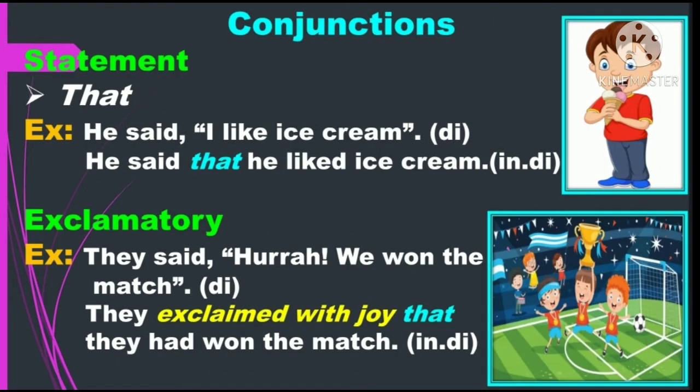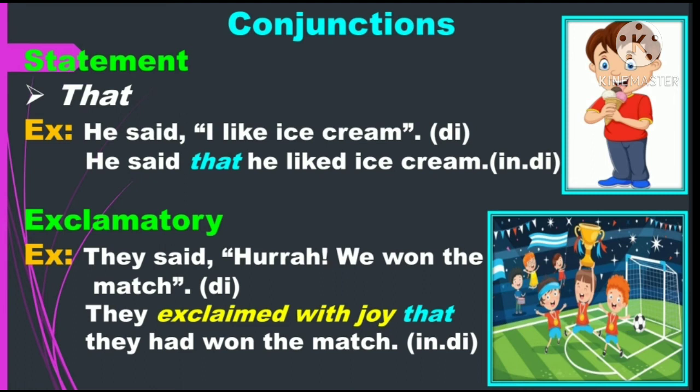Next one, we are going to see what conjunctions we are going to use in indirect speech. It is based on the 4 types of sentences. The first one is statement. If the sentence is a statement, then we should use "that" as a conjunction. Look at the example. He said, "I like ice cream." So, the sentence "I like ice cream" is a statement.